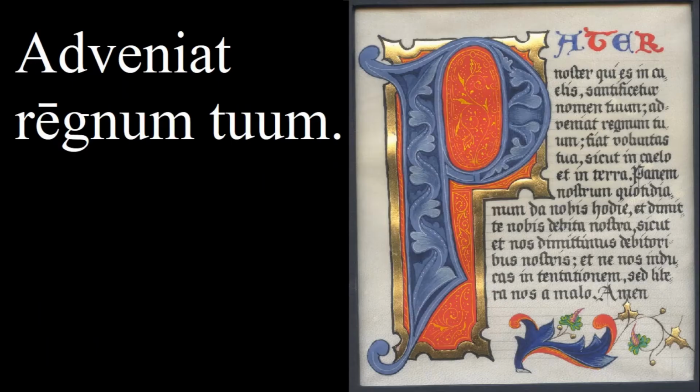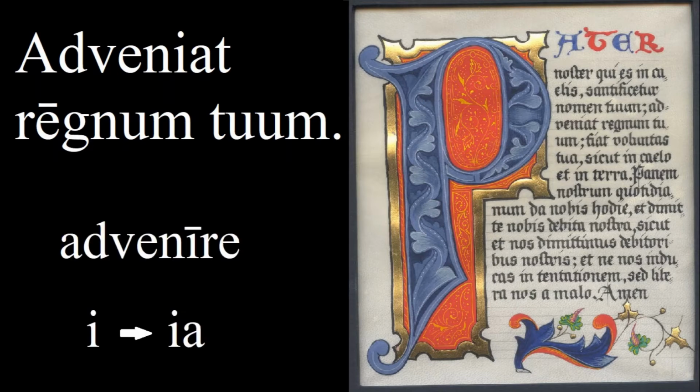The third line is adveniat regnum tuum. We know that verbs in the indicative mood can only end in at, et, or it, so this must be another subjunctive form. This verb is advenire, so the rule for this case is we switch the I to an IA and add the normal ending.